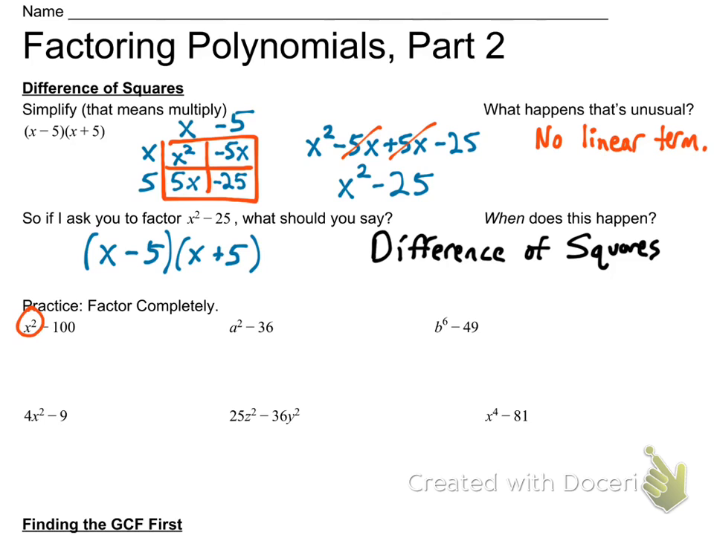Down here I've got x squared minus 100. They're both squares and there's subtraction between them, so I can put the parentheses there. I'm going to write down the square root of the first one, which is just x, in the first spot of both of the parentheses. I'm going to write the square root of the second, which is just 10, on the second spot, and I'm going to put one addition sign and one subtraction sign. And if you want to check that, you'll notice that the linear term will add up to 0 again, and we get x squared minus 100.